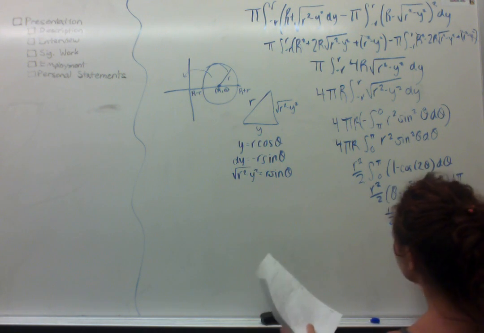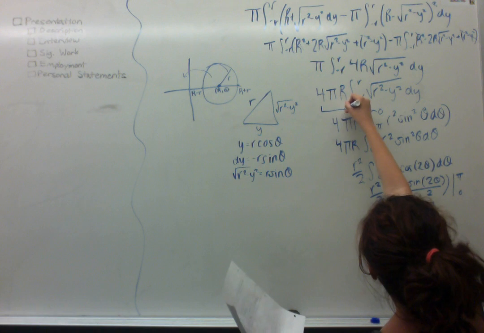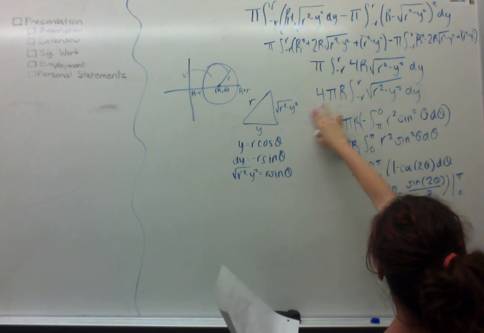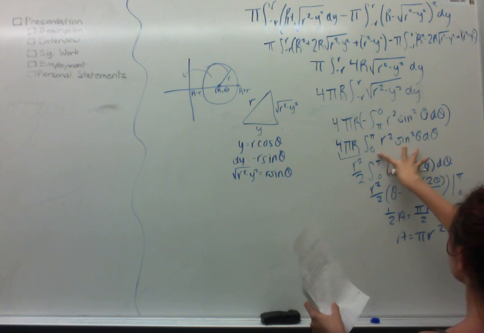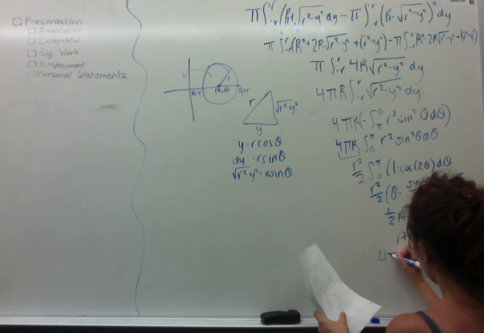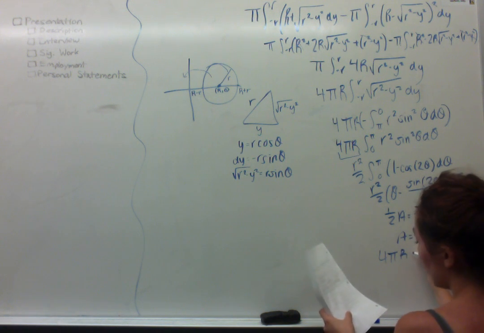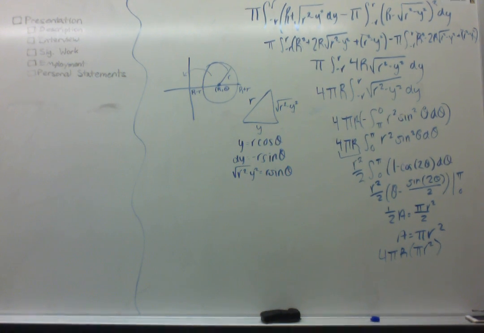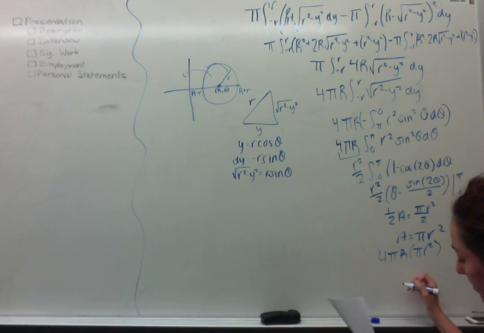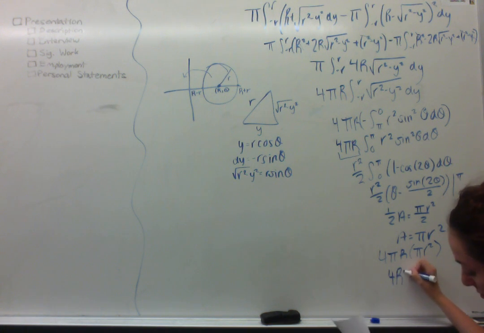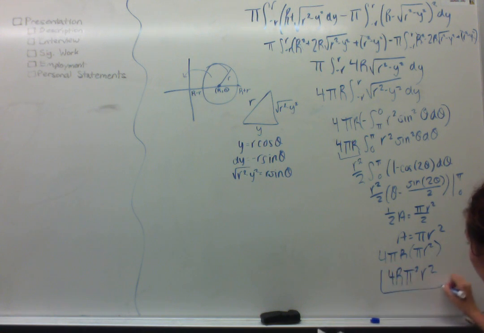So now we're going to take this and multiply it by this original constant right here, or the most recent one, because this integral right here is where we found the pi r squared. So now we're going to multiply that by the 4 pi R that we had originally as our constant. And we get 4 pi squared R r squared. And that's your final solution.